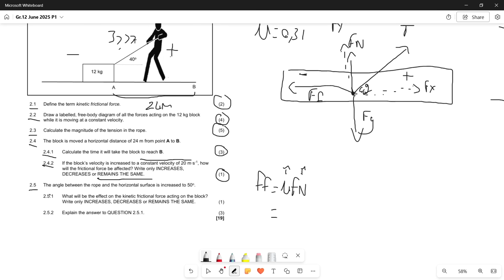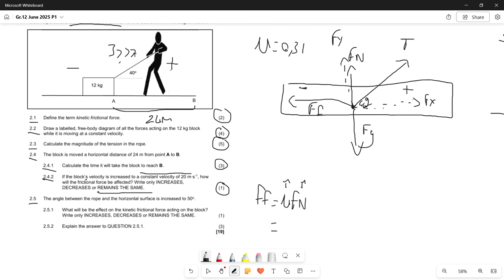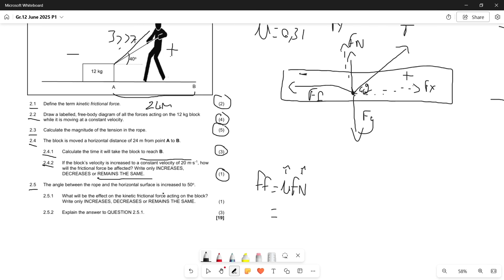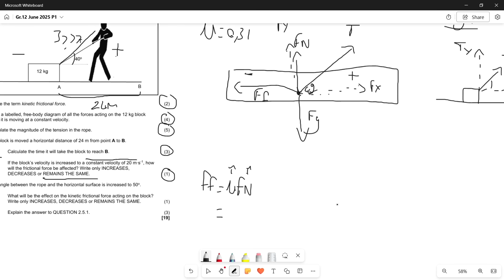And then 2.5, almost done with this section. The angle between the rope and the horizontal surface is increased to 50. Okay, so this guy is now pulling it at an angle like that, for example. There's a 50 from the horizontal up to the new angle that the rope is being pulled from. So what will be the effect on the kinetic frictional force acting on the block now? Okay, so 2.4.2 leads into 2.5, including an aspect of what we were talking about here. So the effect on the kinetic frictional force acting on the block. So let's see what happens.